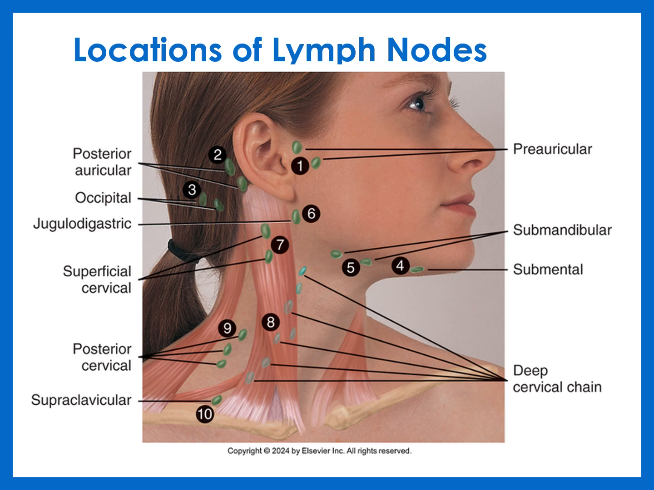So here's a closer up picture. We have preauricular, postauricular, occipital, jugulodigastric, superficial cervical, submandibular, submental, deep cervical, posterior cervical, supraclavicular. And that's the order we're going to learn them in the lab.